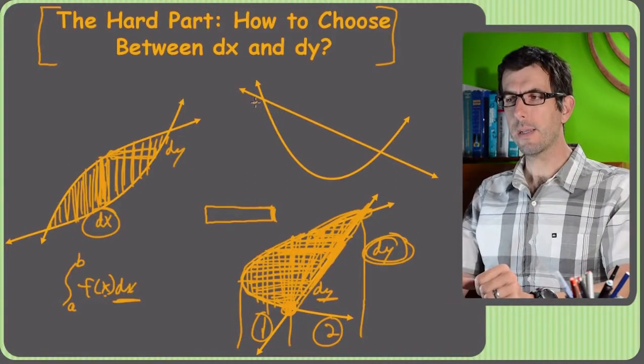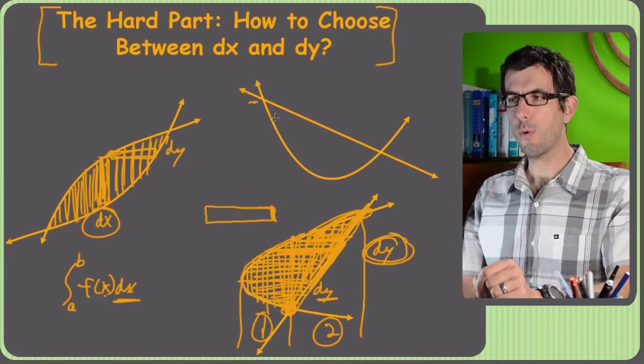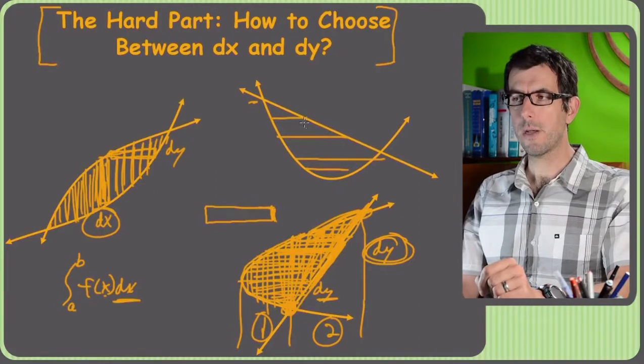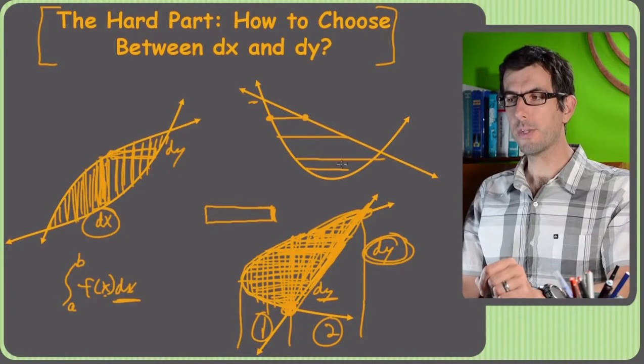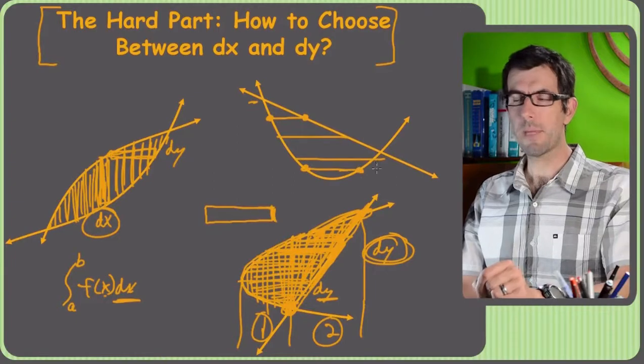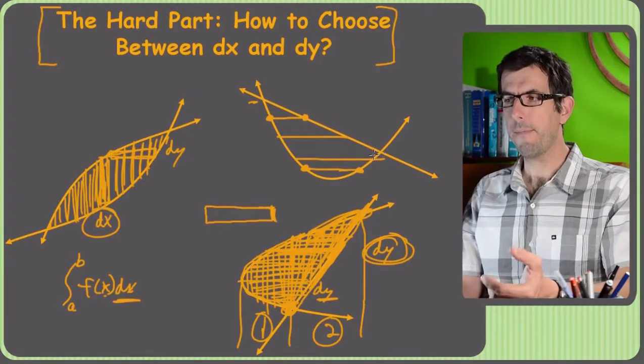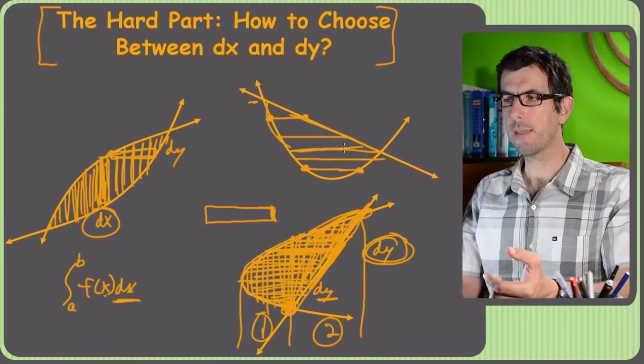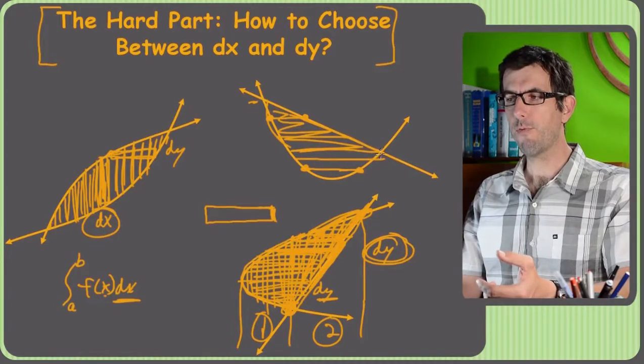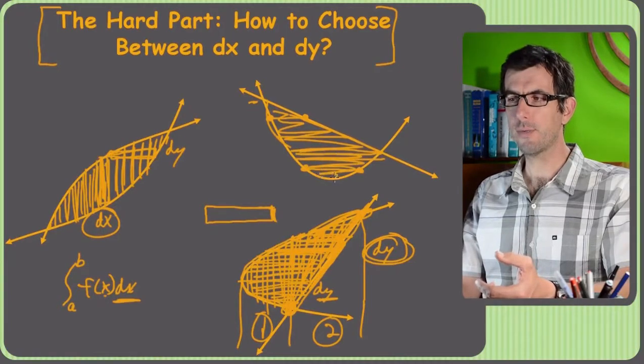This region right here, opposite problem. If I did this with horizontal bars, then some of the bars are going to have one end on the parabola, one end on the line, but some of the other bars are going to have both ends on the parabola. So that means I'm going to have to break into 2 dy integrals if I wanted to use dy. I'd have to integrate between these two curves, between the line and the parabola, to get this region.